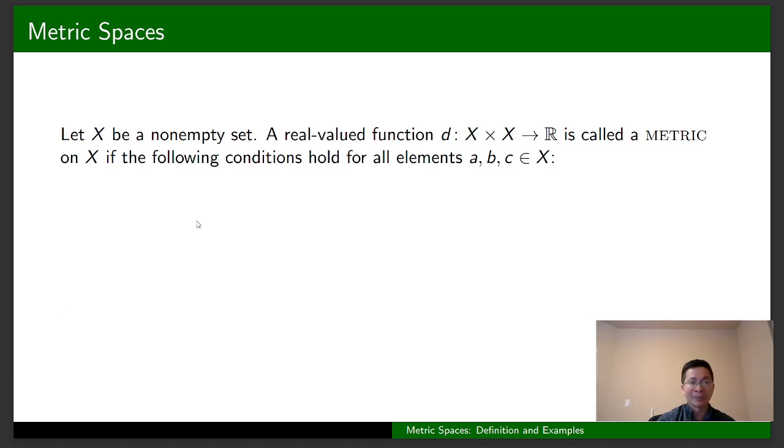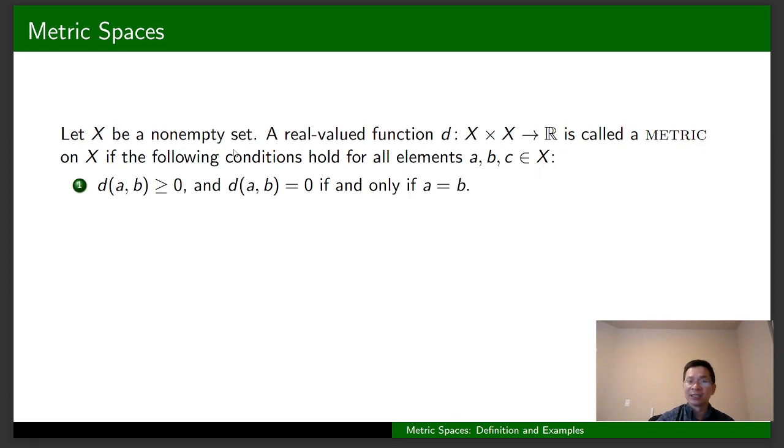Let X be a non-empty set. A function D from the Cartesian product of X and X to R is called a metric on X if the following conditions hold for all elements A, B, and C in X. The first condition is D(A,B) is non-negative and D(A,B) is equal to 0 if and only if A is equal to B. The second condition is the symmetry.